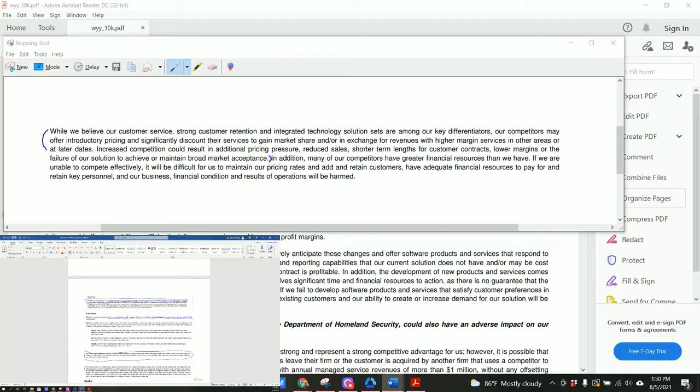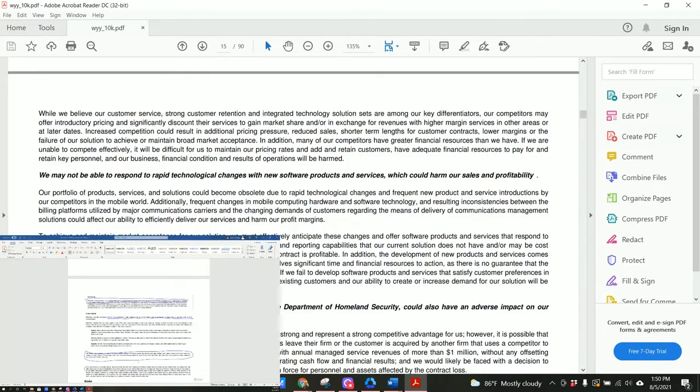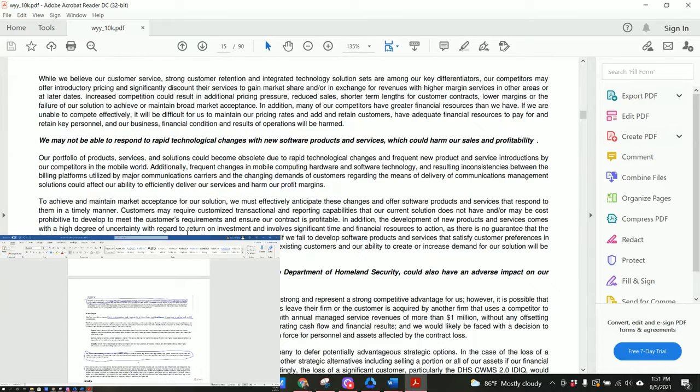Many of our competitors have greater financial resources. You'll see that a lot in here. May not be able to respond to rapid technological changes. Again, very common.